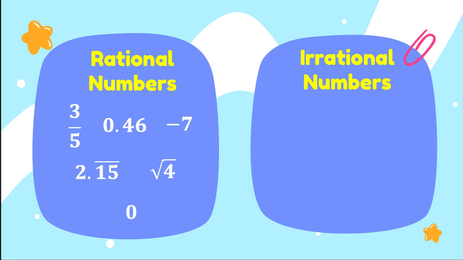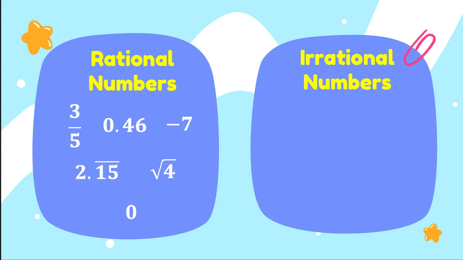And lastly, 0 also belongs to the set of rational numbers because we can write 0 as a fraction, like 0 over 5, 0 over 7. The answer is 0.